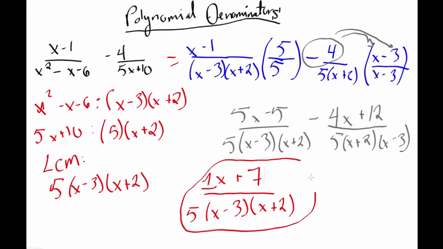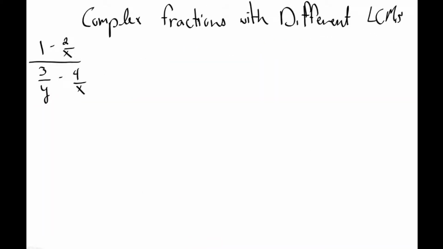And there it all is for this one. Now let's start off with complex fractions with different LCMs. So we have a numerator and a denominator, and within both of those we have even more fractions. Starting off up here, let's look at just the top, and we have an LCM of x.